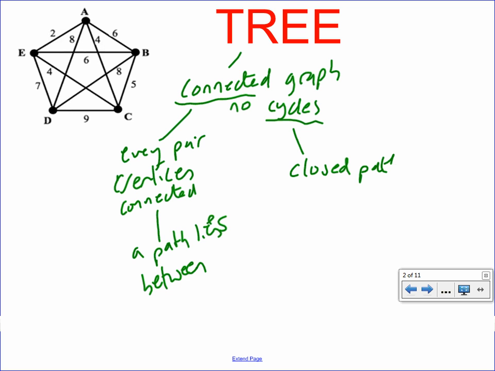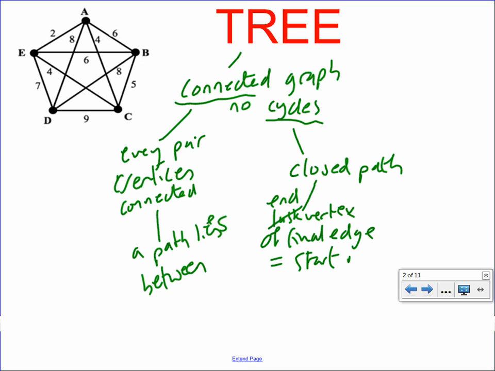Okay. And what do we mean by closed? That the last vertex is connected to the first vertex. Yeah, the end vertex of the final edge is equal to the start vertex of the first edge. Okay.